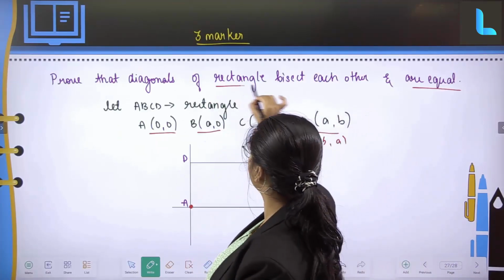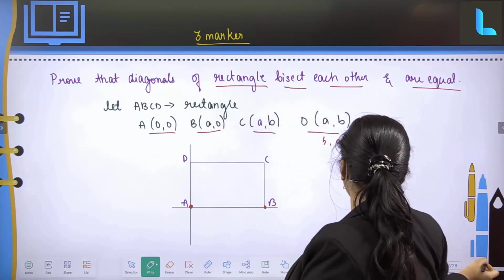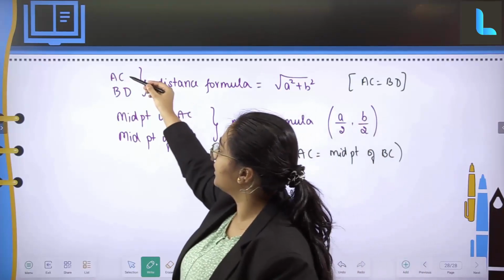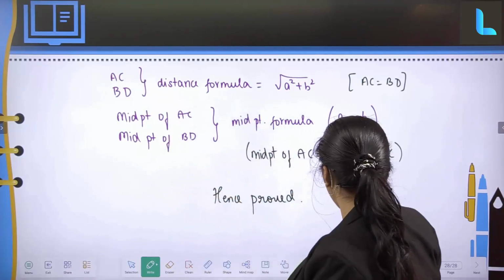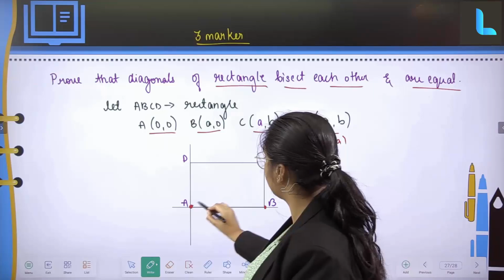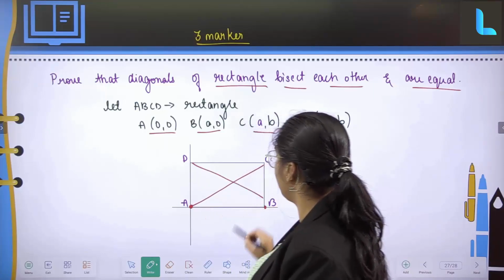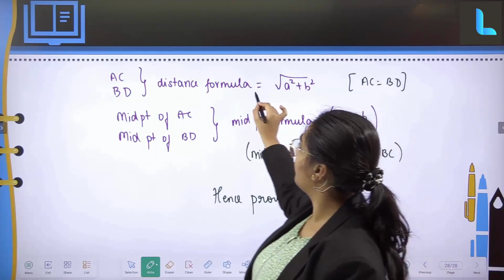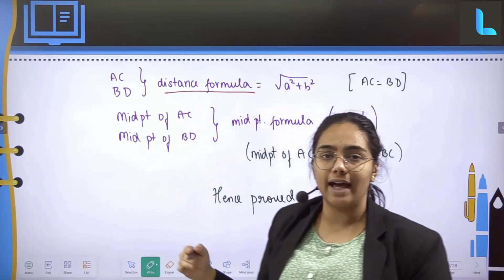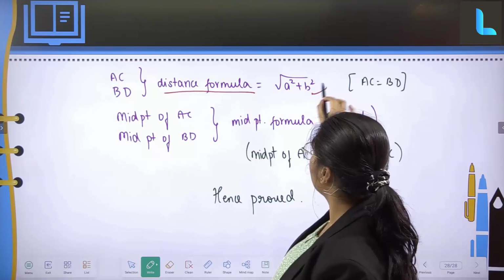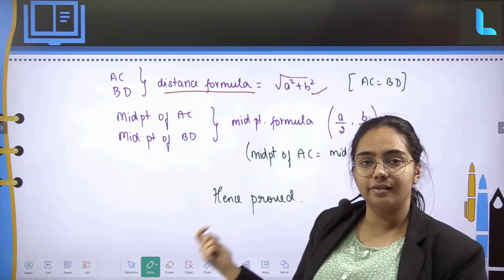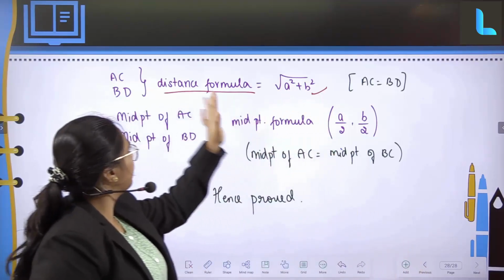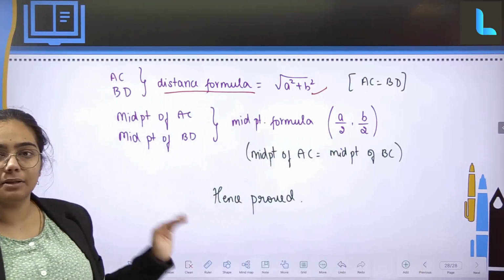Then once you find that out, what is it they have asked you for? You have to prove that the diagonals bisect each other and are equal. First and foremost, to prove that, first consider AC and BD. Why AC and BD? Those are my diagonals. Using the distance formula, if I find both values, I will be getting the distance finally as the root of a square plus b square. The same thing you will be getting for AC as well as BD.